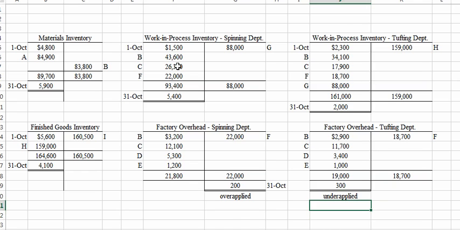So if you end up with a debit balance in one of your overhead accounts, it was underestimated or underapplied. If you end up with a credit balance in one of your accounts, that means it was overestimated or overapplied in that situation.